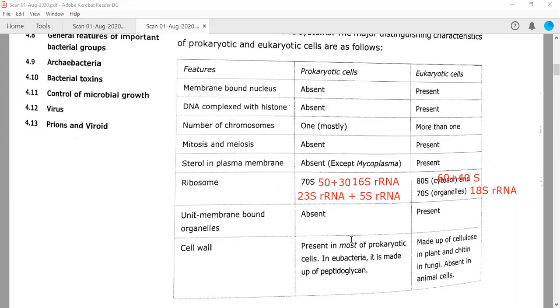Cell wall. Cell wall is found in prokaryotic cells, and in eubacteria it is made up of peptidoglycan, which is made up of NAM and NAG linked via beta-1,4 glycosidic bonds. Here they are made up of cellulose in plants, chitin in fungi, and it is absent from animal cells. Animal cells do not have a cell wall. Hope you are able to understand those major differences between a prokaryotic cell and a eukaryotic cell.